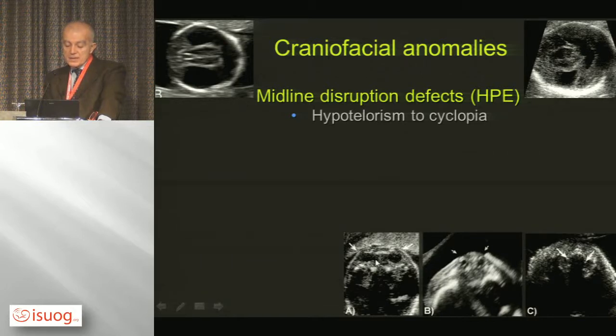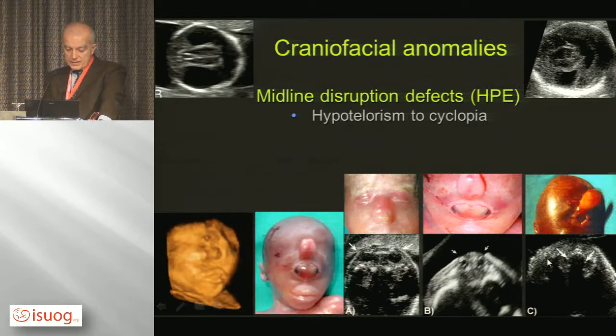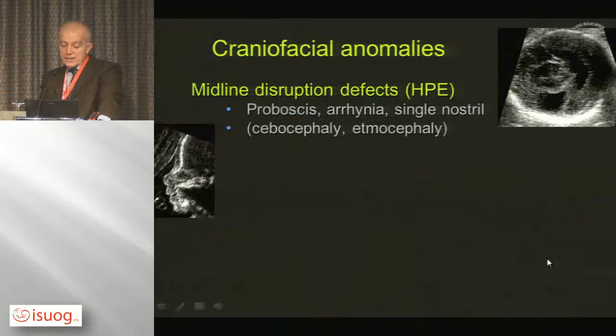You see here severe hypotelorism, or two eye bulbs in the same socket, or cyclopia, and these are the corresponding specimens, and this is a frontal view.